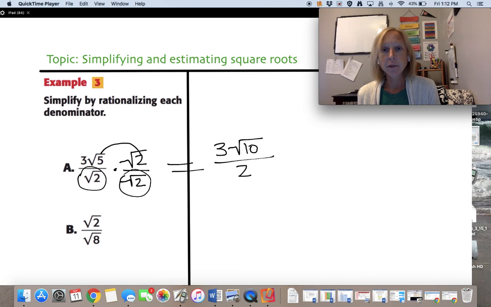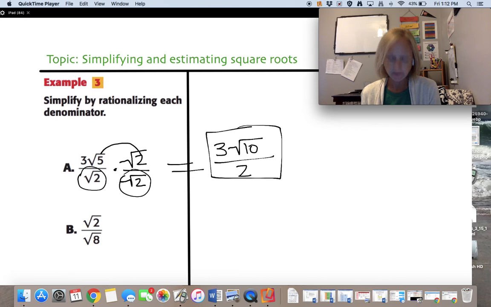Before you stop and circle your answer, you'll want to check your radical, the square root of 10, and see if it's simplified. Are there any perfect squares that go into 10? Factors of 10 are 5 and 2. No perfect squares. So this is it. It is now simplified.